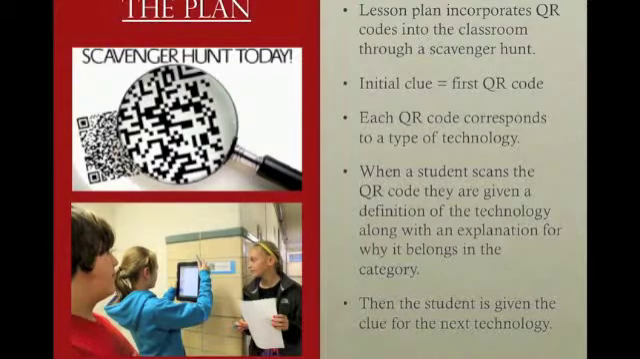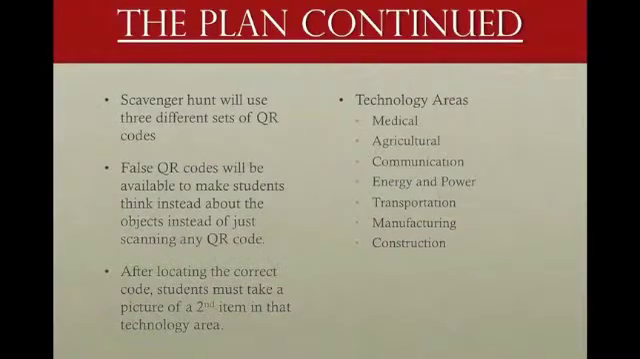When a student scans the QR code, they are given a definition of the technology along with the explanation as to why it belongs in each category. At that point, the student is then given a clue for the next technology. The lesson plan developed a scavenger hunt that will use 3 different sets of QR codes that will break students into 3 separate groups so they are all on their unique group mission.